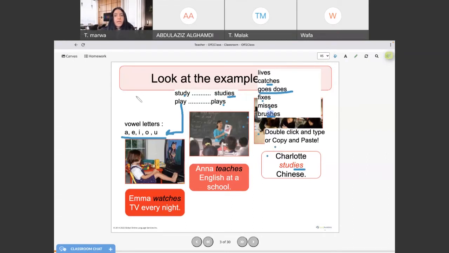Yes. Okay. Now the third rule is that I have to add IES. When do I add IES? When the verb ends with a consonant plus Y. When I have a consonant before the Y, I cross out the Y, I remove the Y, I put IES. But if I don't have a consonant, I have a vowel letter, meaning A or E or I or O or U, before the Y, so in this case, I do nothing. I keep the Y, I put S.